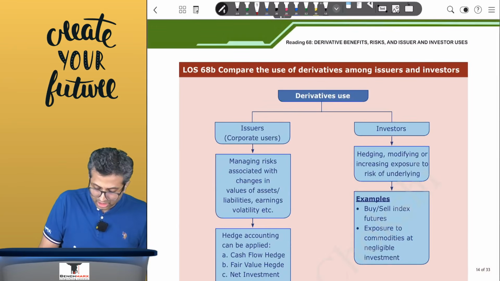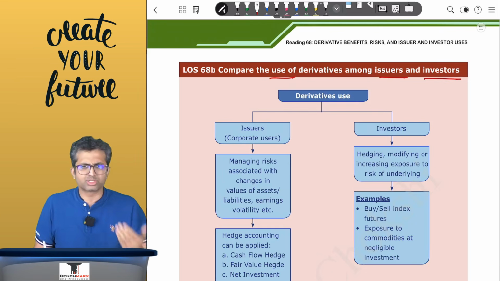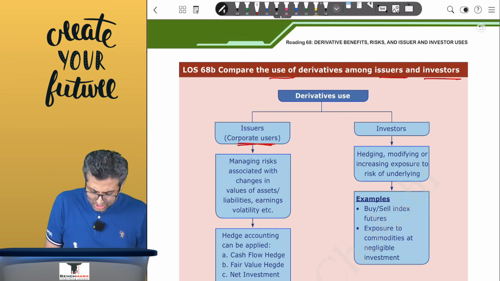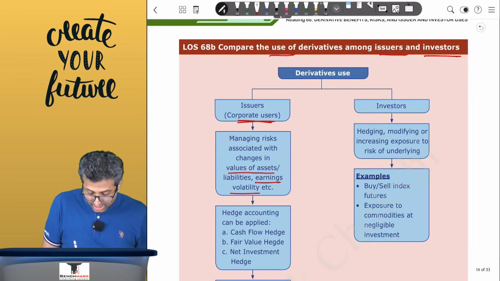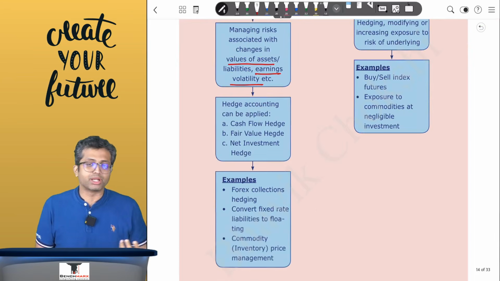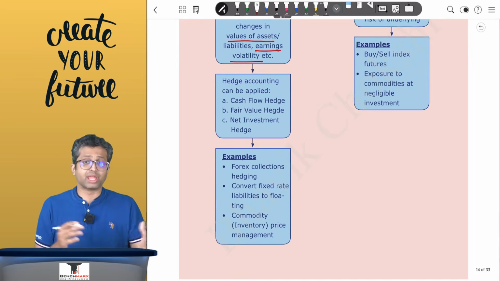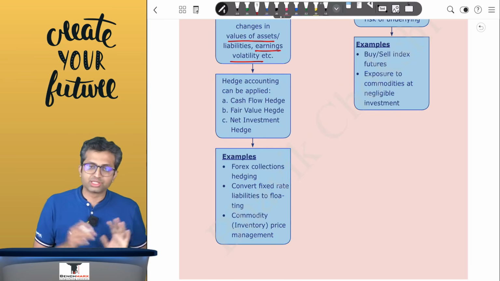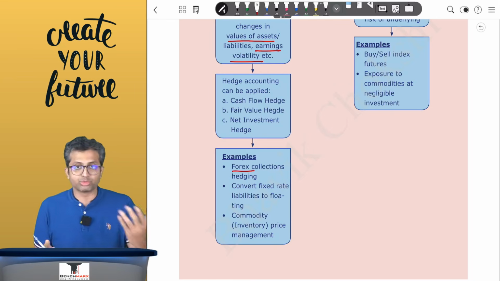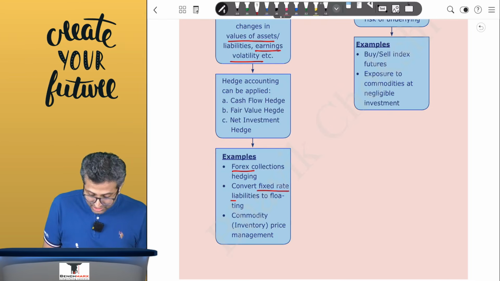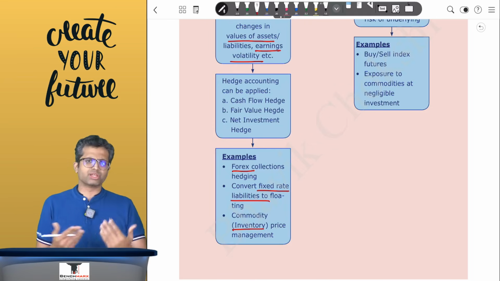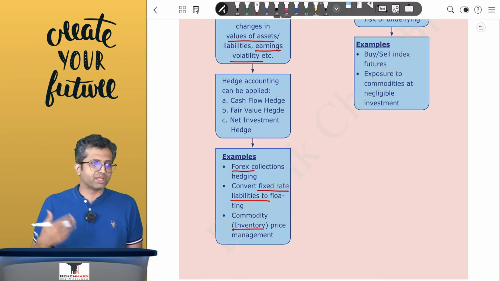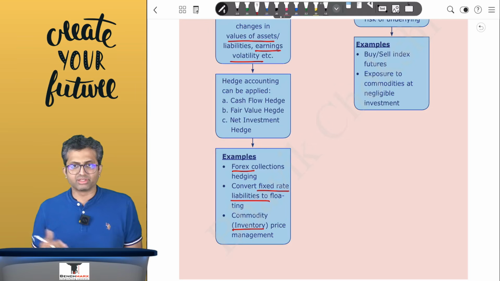Next, you have the use of derivatives among issuers and investors. When you look at issuers, these are corporates who might be using derivatives. Corporate users usually use it for managing risk associated with changes in the value of assets, liabilities, earnings, and volatility. For example, you might want to hedge your forex collections, the money you are going to receive from your debtors. You might convert your fixed rate liabilities into floating, or vice versa, by entering into swaps, or even do commodity or inventory price management, in case you are using a fair value model to recognize the value of these assets or inventory.